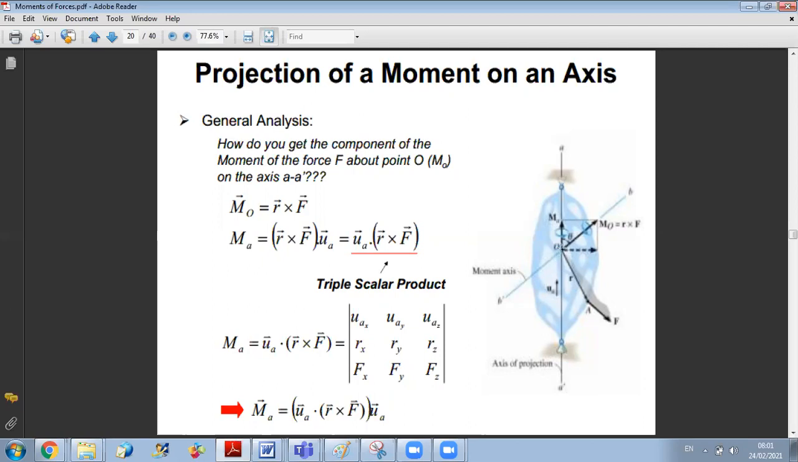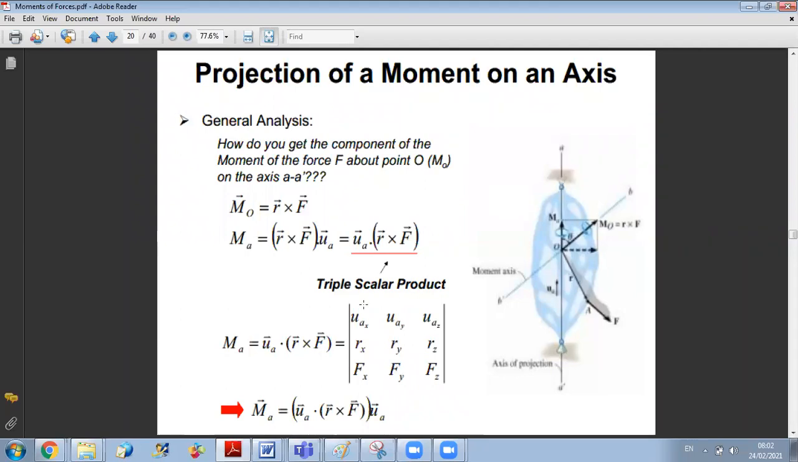This will give you a moment vector about point O having three components, which are moment about the x-axis passing by O, the y-axis passing by O, and the z-axis passing by O. Now, if you are interested in finding the moment along axis AA prime, which is passing by point O, you should do the projection of the moment vector on the AA prime axis. And you know that to project a vector on a line, we do the dot product of the vector with the unit vector of the axis.